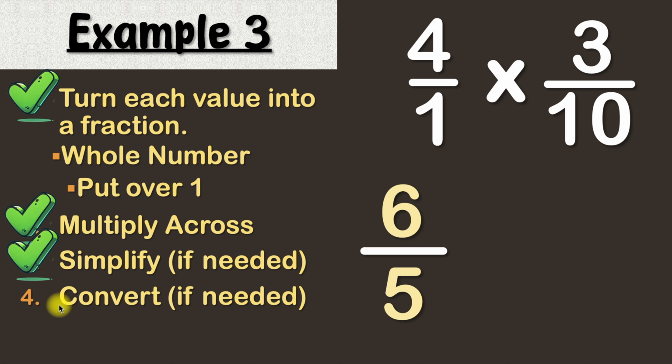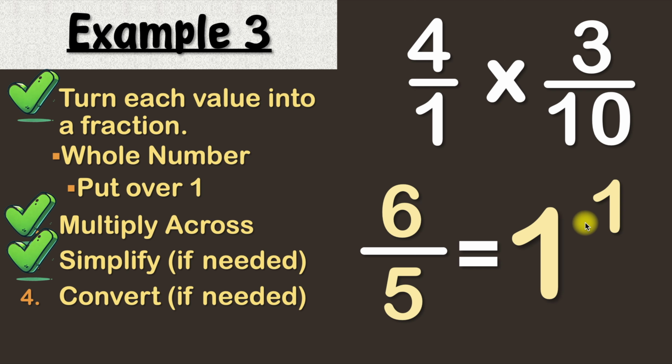And now we can move on to step 4, which is to convert. 6 over 5 is an improper fraction, which means we have to convert it to its equivalent mixed number. So how many times can 5 go into 6? Well, that's one whole time. And the remainder from doing that is the value 1. So that remainder becomes our numerator. Then we'll write our fraction line and keep our denominator the same, which is 5.